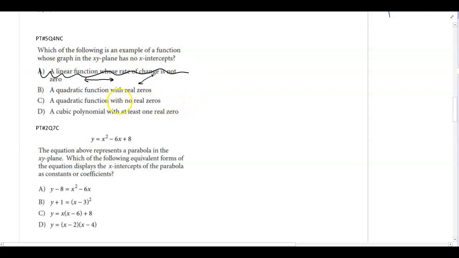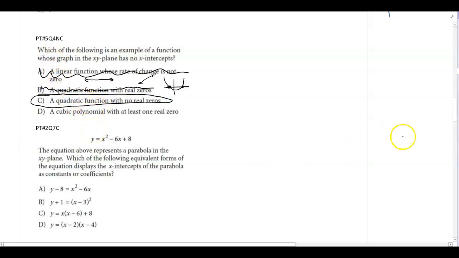Can't be it. A quadratic function with real zeros. If it has real zeros, that means it crosses the x-axis. Not going to happen. A quadratic function with no real zeros means there are no x-intercepts, right? And that would be the answer.